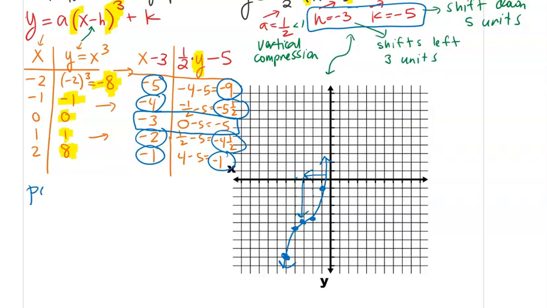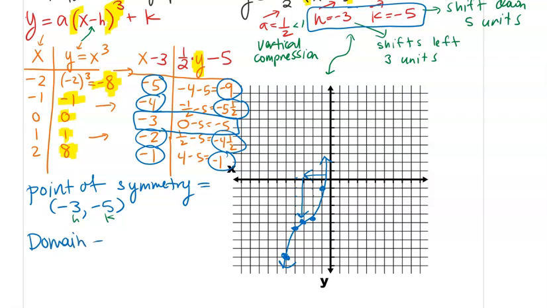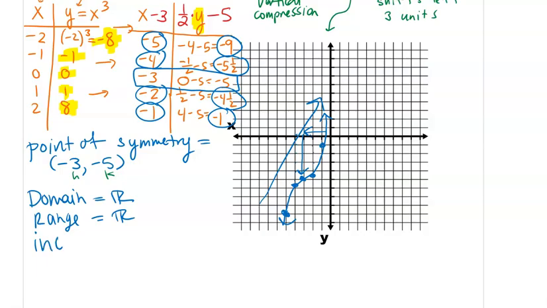So now my point of symmetry is now down at -3, -5, because that'll be based off of H and K. My domain is all real numbers. My range is all real numbers. Since I have a positive A value for this one, that means there was no vertical reflection. This graph is still increasing over the entire x-axis. So the increasing interval stretches from -infinity to +infinity.